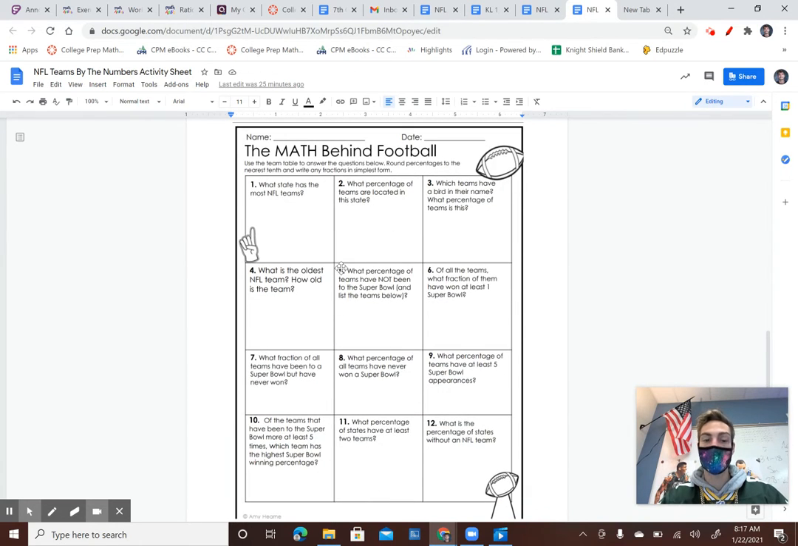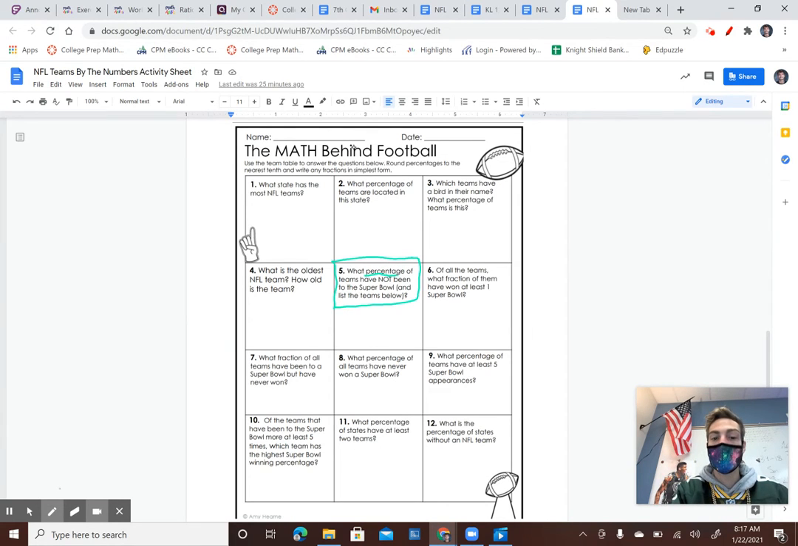And then you're going to scroll down to this worksheet. It says the math behind football. It says use the team table to answer the questions below. Round percentages to the nearest tenth and write any fractions in simplest form. So I have my annotation tool here. Let's go ahead and take a look at question number 5. Okay, we'll do that one together.